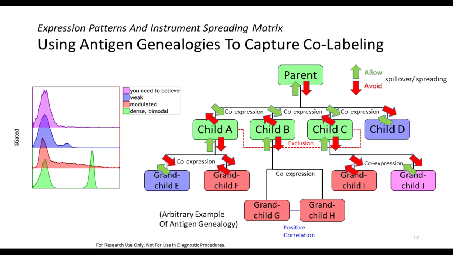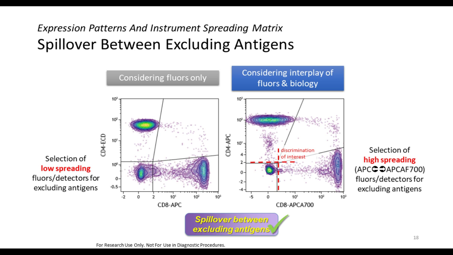However, child D is very weakly expressed, so we must make sure that spillover into the channel where we want to detect child D must be avoided. So we will not put the detection of those low expressors at risk. So we see other elements also here in this antigen tree, where we have an exclusion and also a positive correlation. Let's have a look into what that means for our panel design.